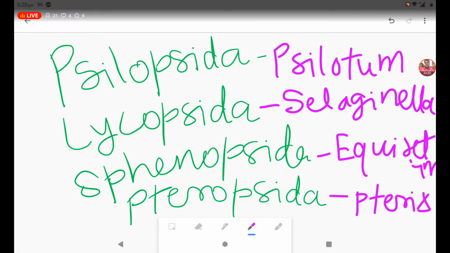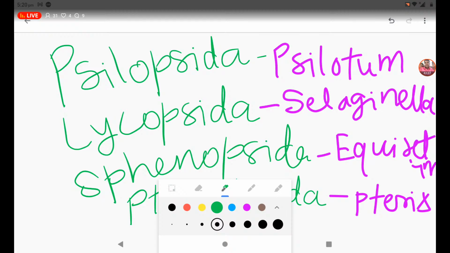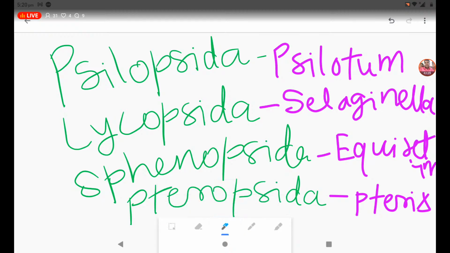Now, let's take the specials. Selaginella is the best example for heterospores. Equigetum is the best example for homospores. Heterospores means two types of spores are formed. Homospores means only one type of spore is formed. So Selaginella is the best example for heterospores, and Equigetum is the best example for homospores.